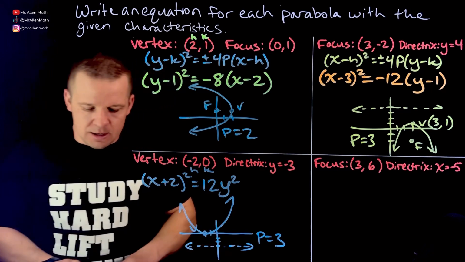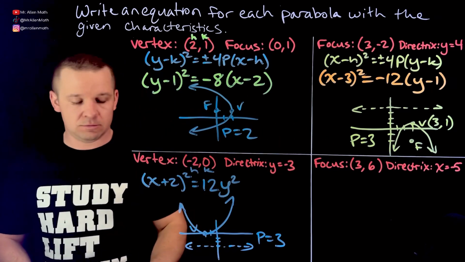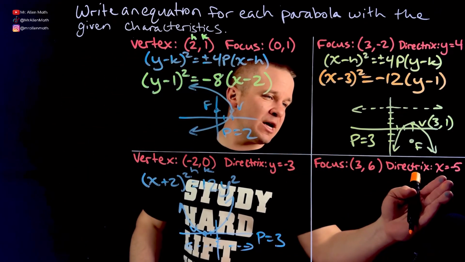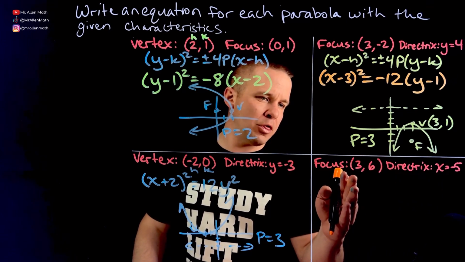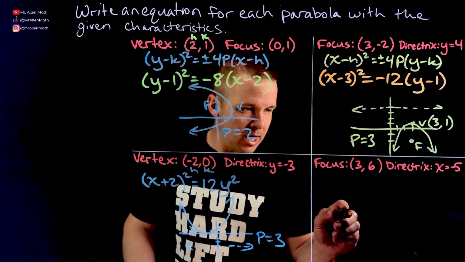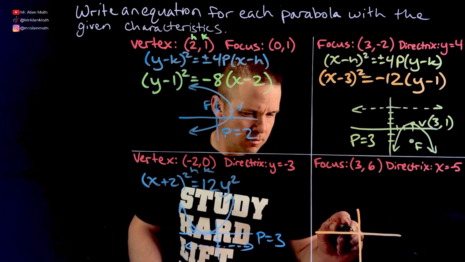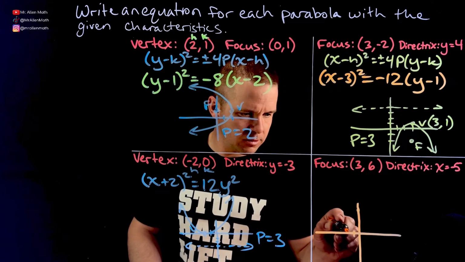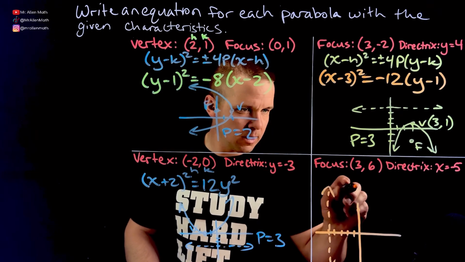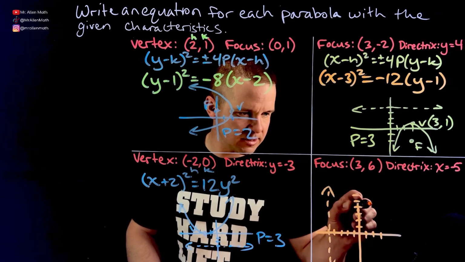Okay? Wonderful. Last one here. Very last one. I will go orange. Okay. Rough sketch. We got x equals negative 5 and a focus of 3, 6. Interesting. Some larger numbers here, but I need some room. There we go. 1, 2, 3, 4, 5. 1, 2, 3. 1, 2, 3, 4, 5, 6.